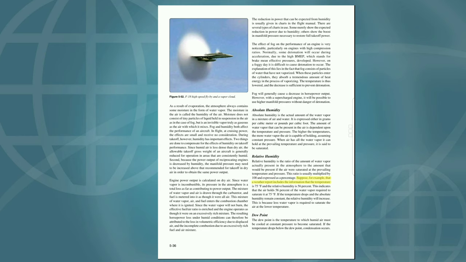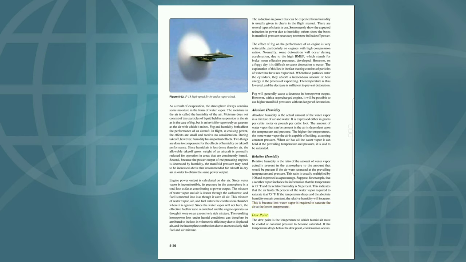Suppose, for example, that a weather report includes the information that the temperature is 75 degrees Fahrenheit and the relative humidity is 56%. This indicates that the air holds 56% of the water vapor required to saturate it at 75 degrees Fahrenheit. If the temperature drops and the absolute humidity remains constant, the relative humidity will increase. This is because less water vapor is required to saturate the air at a lower temperature.